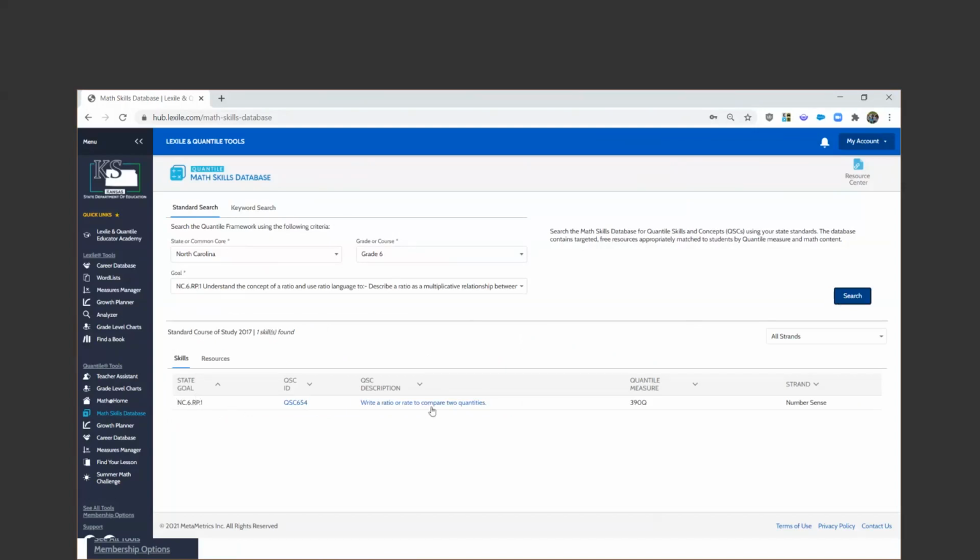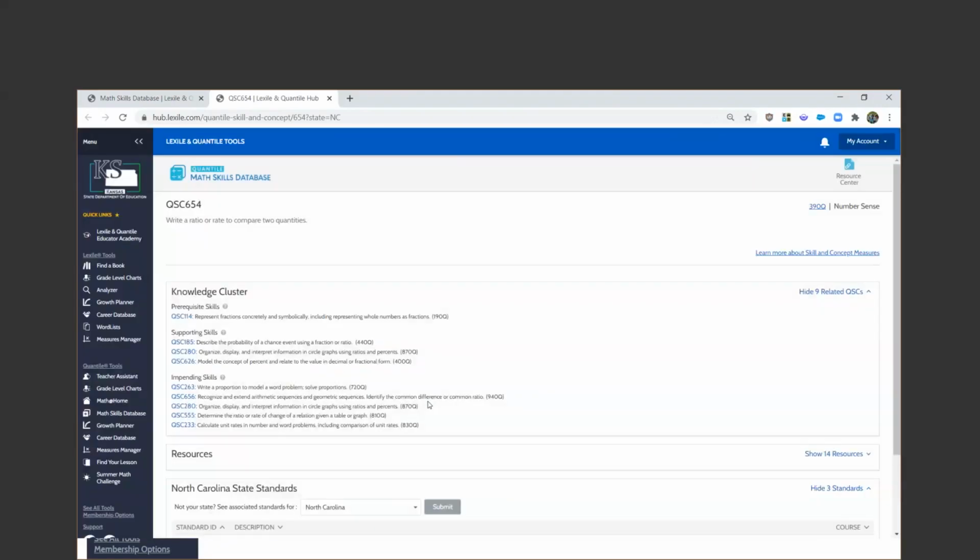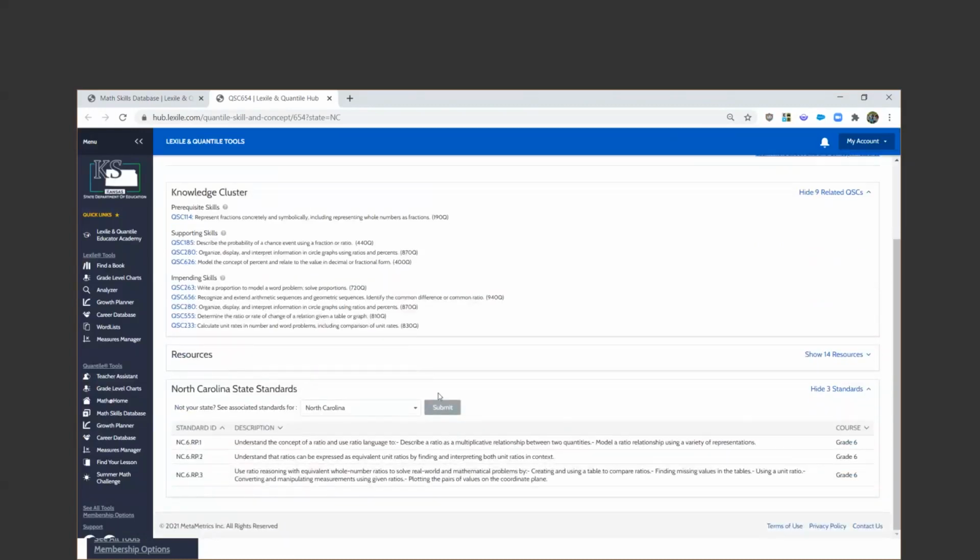And then to the right, you see all of the MetaMetrics Quantile Framework information. So we see here that at its heart, this North Carolina standard is asking students to write a ratio or rate to compare two quantities. And you'll notice it's hyperlinked. If I click on that description, it takes me directly to that QSC detail page. And this is where I find a wealth of information.